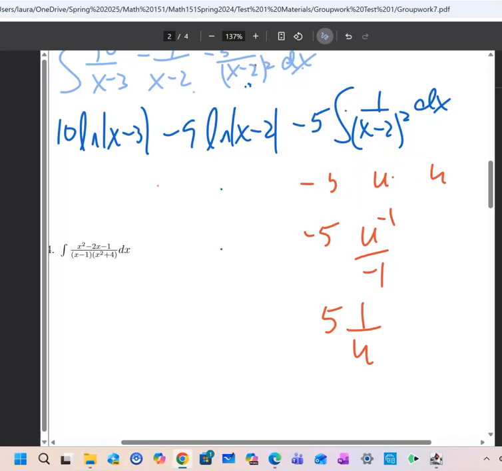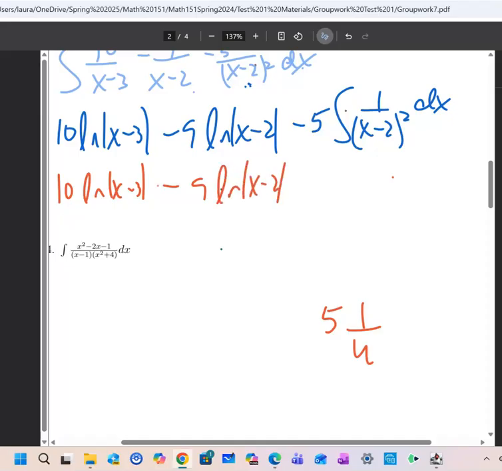Okay, so I'm going to put that in there. So I get a positive 5. Carry everything else along: 10 ln of x minus 3 minus 9 ln of x minus 2 plus 5 times 1 over x minus 2 plus C.